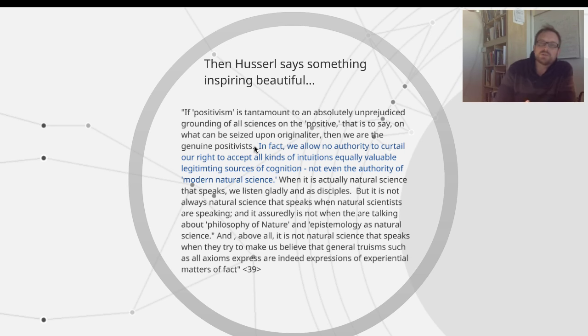So he's sort of shooting a cannon off the bow of his ship here. He's saying we're positivists if what you mean by positivism is that we seize upon original forms of intuition in a positive sense. So he'd say, okay, in one way we're positivists, right? But in fact, we allow no authority to curtail our right to accept all kinds of intuition as equally valuable legitimating sources of cognition, not even the authority of modern natural science.